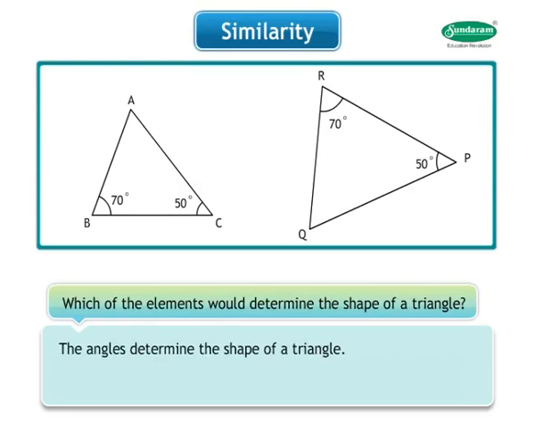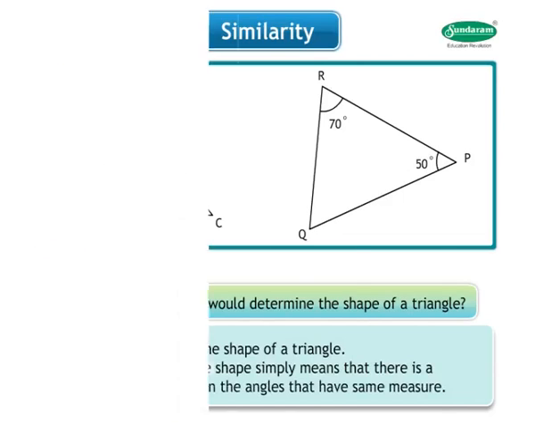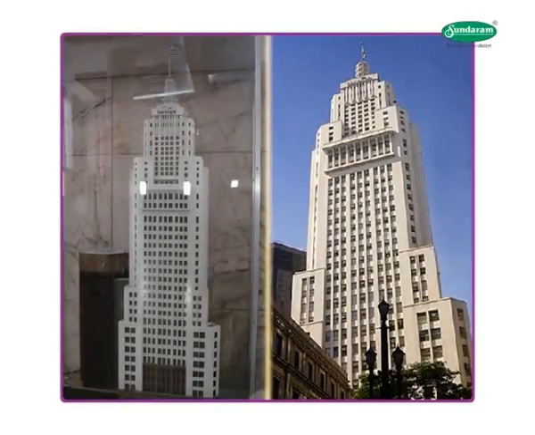Yes, the statement that two triangles have the same shape simply means that there is a correspondence between the angles that have the same measure. A photograph of an object and its enlarged copy, a mini model of a building and the original building, etc., have the same shape but they differ in size.